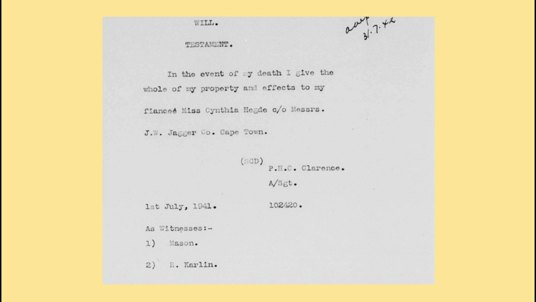J.W. Jaggers was a wholesaler in Cape Town, and Mr. Clarence, who was an indent clerk, perhaps worked at that same site and therefore was engaged to one of the ladies who worked there. I've tried to research Cynthia Hedge to see if she got married. I'm not sure if the spelling is Hedge as on the will, or is her surname really Hedge or Hector? One doesn't know quite exactly. And I couldn't find any reference to either of those names with a lady called Cynthia.